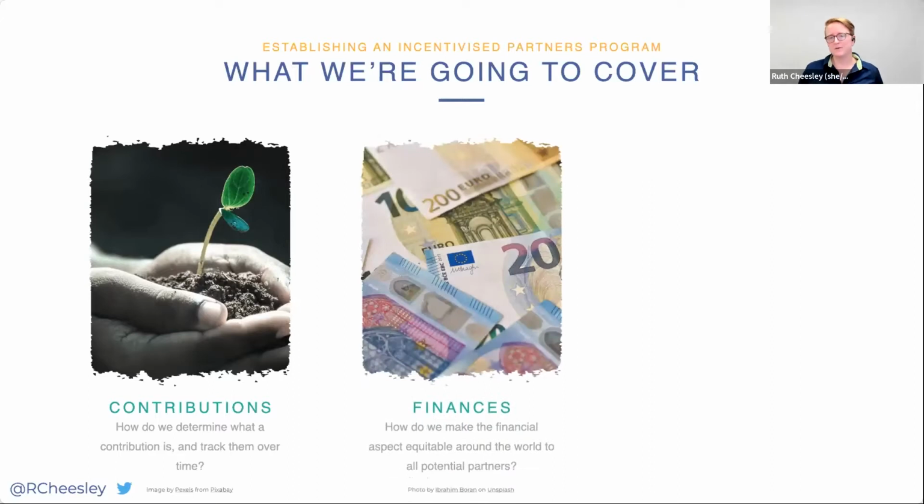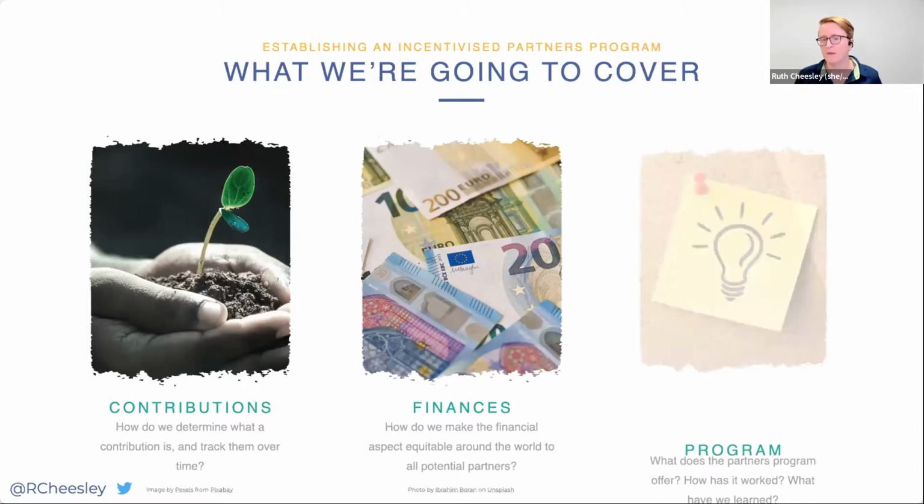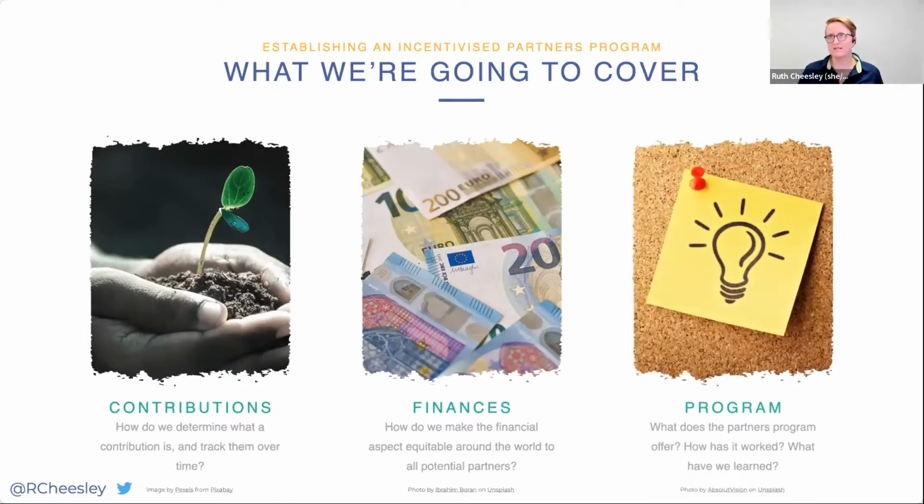I'm going to talk a little bit about some of the financial side of things. So how do we make it fair for partners around the world, wherever they are based, to become a partner financially, make it reasonable based on their geographic location. And also, what do we actually do with the program? Like, what's the value to the company? What's the value to the community? How has it worked? And a few lessons we've learned or things that I'm thinking we could have done differently or I might want to change.